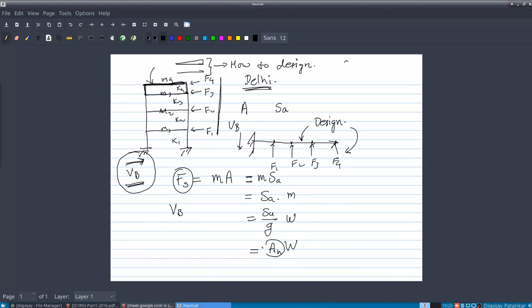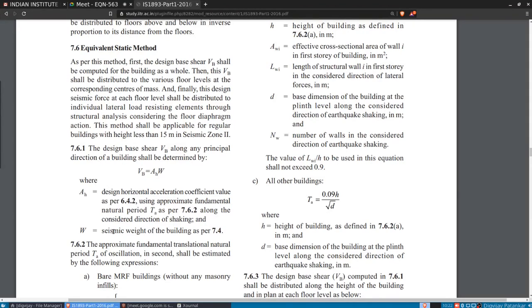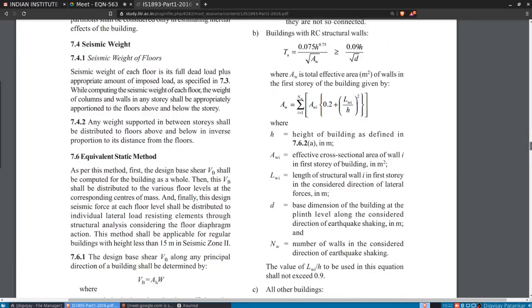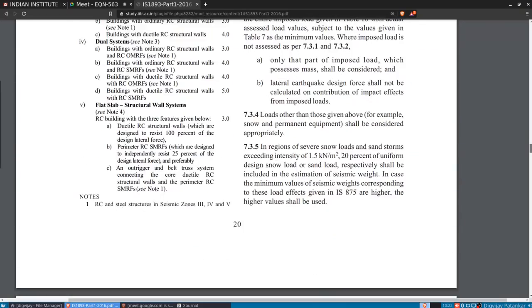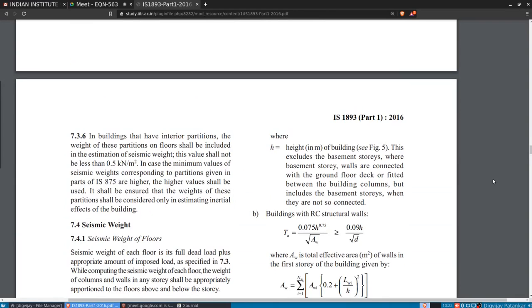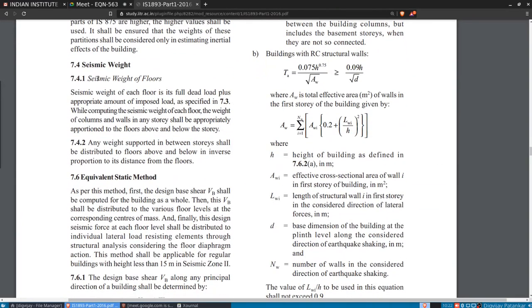So now let us discuss first how to obtain the seismic weight, and the seismic weight is obtained as per 7.4. So let us go to 7.4 here itself. Seismic weight of floors. So how to calculate seismic weight? So that is, seismic weight of each floor is its full dead load plus appropriate amount of imposed load as specified in 7.3. We will see that. While computing the seismic weight of each floor, the weight of column and walls are fine.